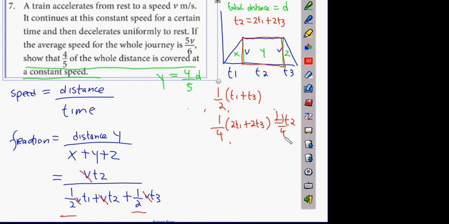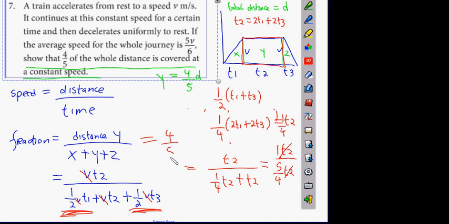So I'm going to replace: it's going to be T2 divided by this part here, and this part here now becomes a quarter T2, and this part here becomes T2. Now it's going to be T2 all over 5/4 T2. The T2's cancel. What's 1 divided by 5/4? 4/5, and that's what we're asked to prove. 4/5 of the entire distance. Okay.